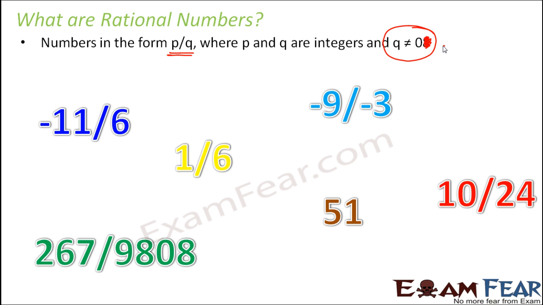51. What about 51? Is it a rational number? Yes, of course, because 51 is nothing but 51 by 1. Anything divided by 1 is that number itself. So 51 is 51 by 1, and again 51 and 1 both are integers and 1 is definitely not equal to 0. So this is again a rational number. Now let us look at more examples of rational numbers and try to understand what exactly they are and what is their significance.